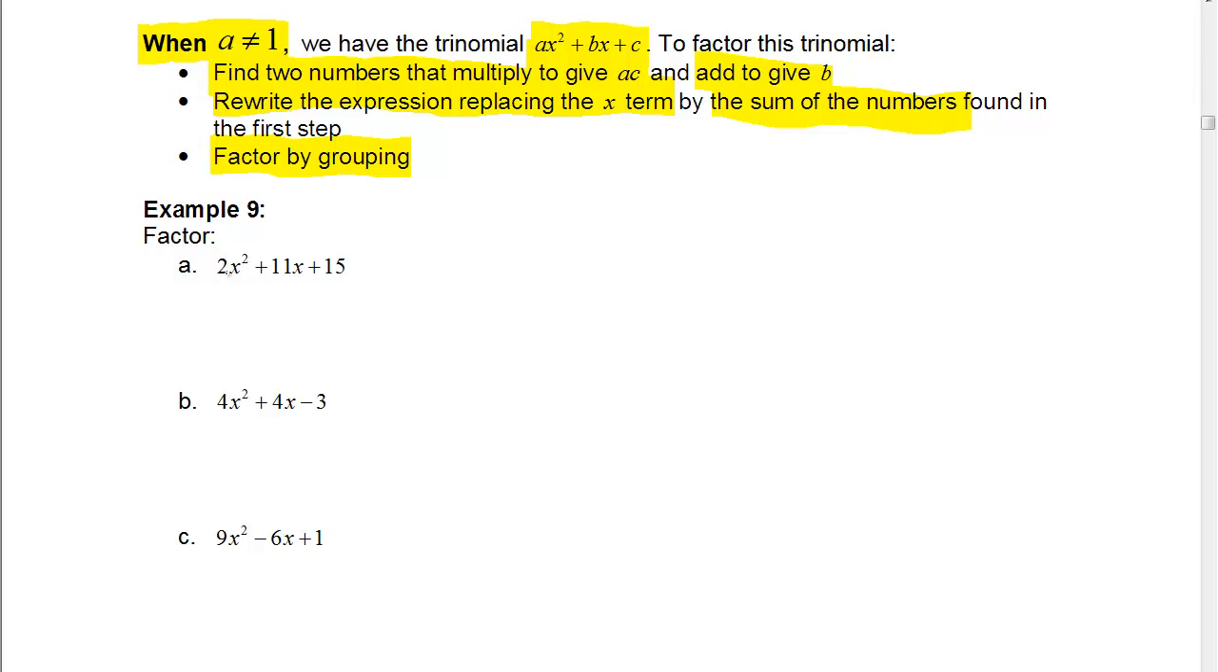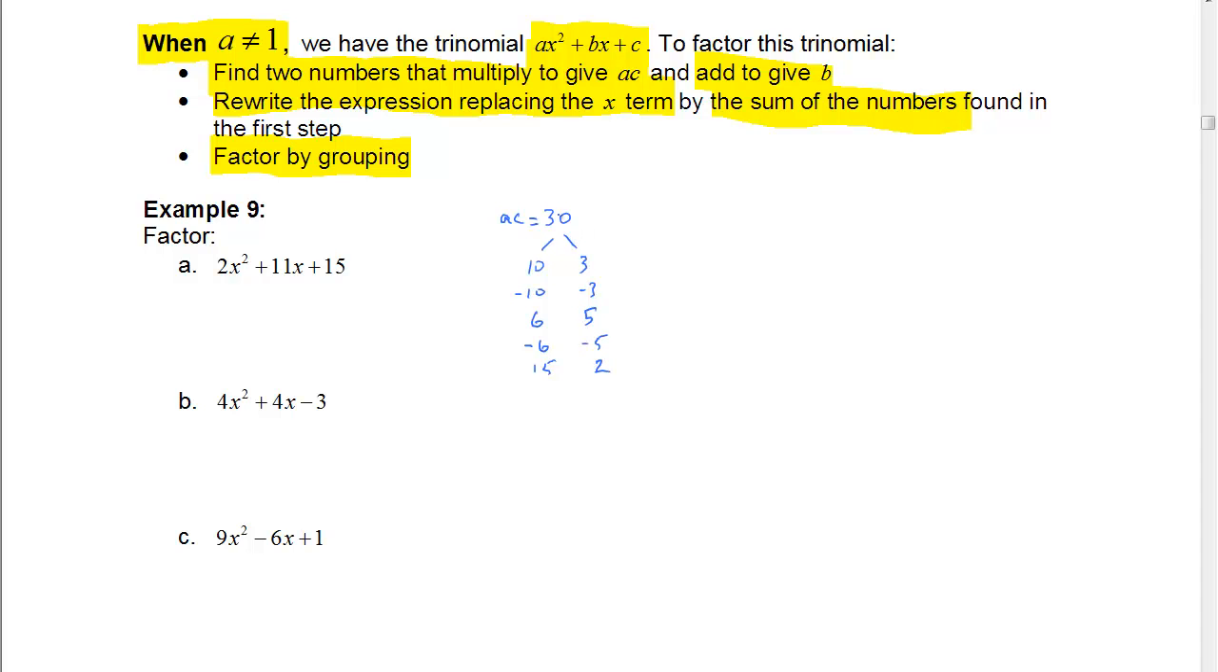So here we want to factor 2x squared plus 11x plus 15. We need to find two numbers that multiply to give ac. In this case, a times c is 2 times 15, or 30. To multiply to get 30, we can do 10 and 3. We can also do negative 10 with negative 3. We can do 6 with 5. We can do negative 6 with negative 5. We can do 15 with 2, and so on. You get the idea. You can write all the different factors.